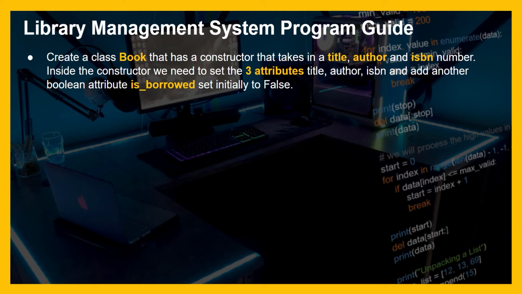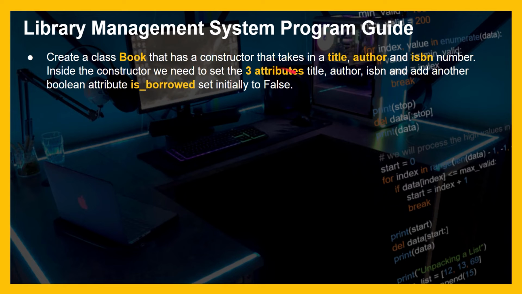If you don't know what ISBN number is, I don't know what that stands for, but I do know that every single book has that number. It's just an ID for the book. Because, you know, sometimes you might have books with the same title and the same author. Anyways, inside the constructor, we need to set 3 attributes: the title, author, and ISBN.